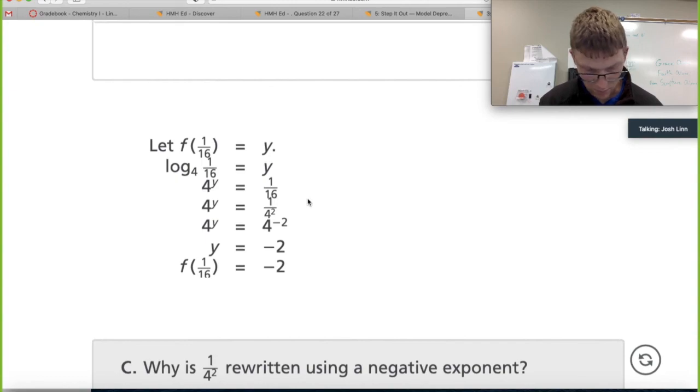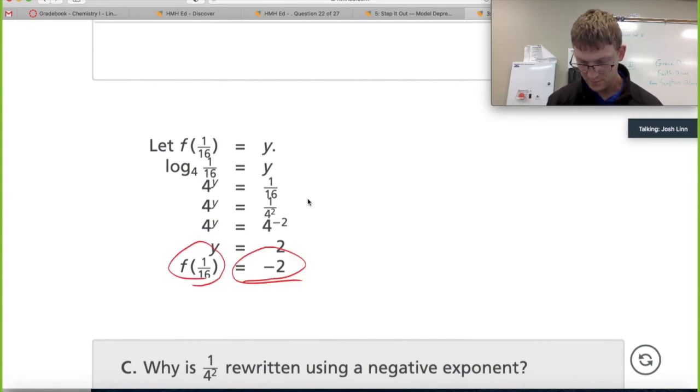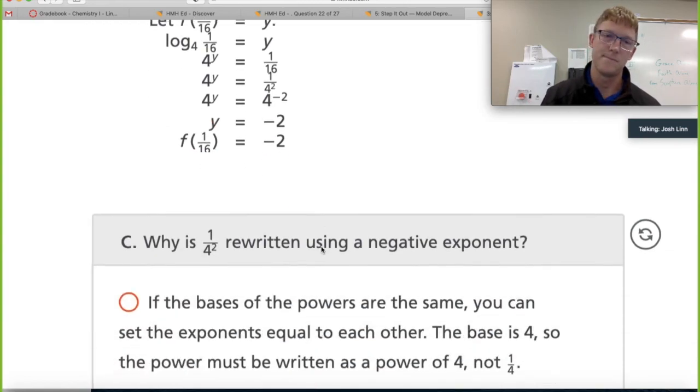What were we going for? 1 over 16? My calculator's in decimals. Divided by 4. Yeah, so you have to use it 2 times, and that would be a negative exponent. So you would raise 4 to the negative second power. And then you just do some algebra, and you've got your answer right there. Too easy.